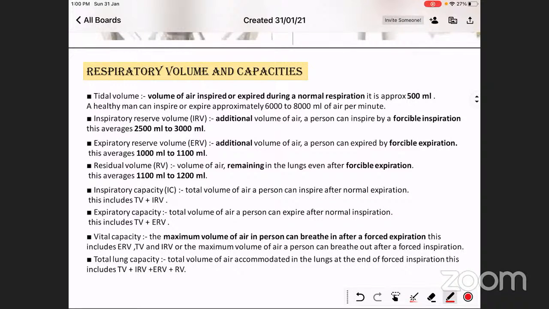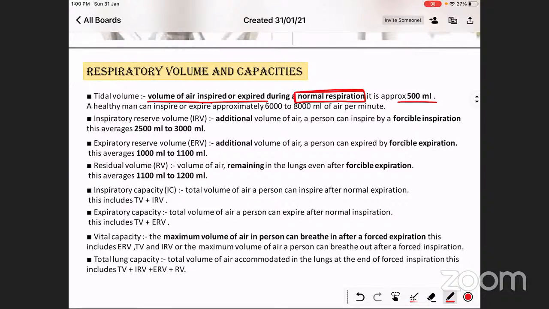we are not taking the air forcefully. We are not trying to take the maximum amount of air or more air than the normal position. We are just sitting normally and breathing. So this is the tidal volume, the volume of air inspired or expired during normal respiration. You have to remember these words. Normal respiration, we are inspiring and expiring. So the volume which we inspire or expire during normal respiration is approximately 500 ml.